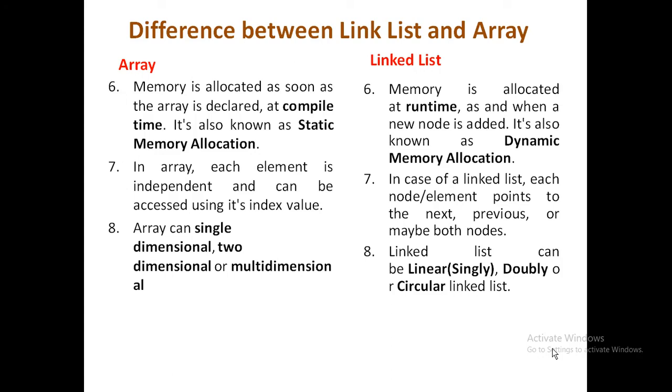In array, each element is independent and can be accessed with the help of an index, whereas in linked list, each node points to the next, previous, or maybe both the nodes. So here the elements are not independent, they are connected with each other. Array has types like single dimensional, two dimensional, multi-dimensional, whereas linked list is also having types like singly linked list, doubly linked list, and circular linked list.